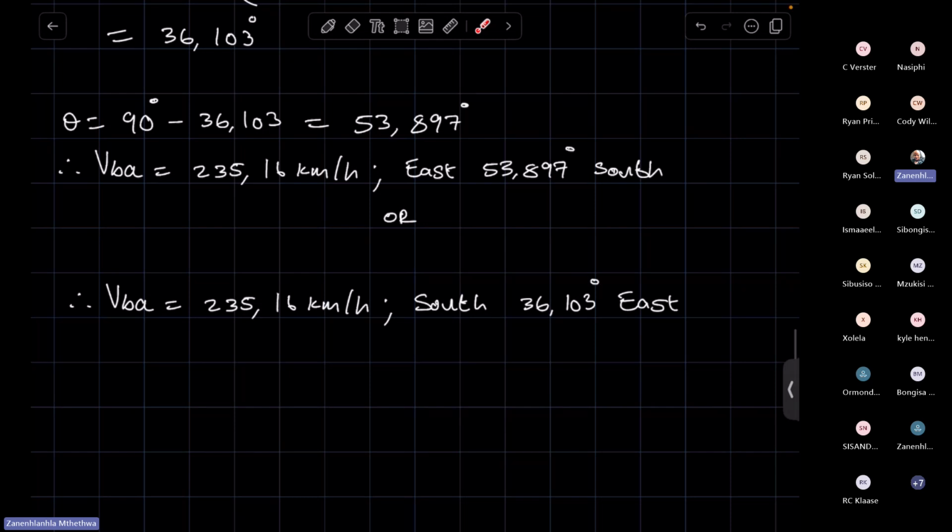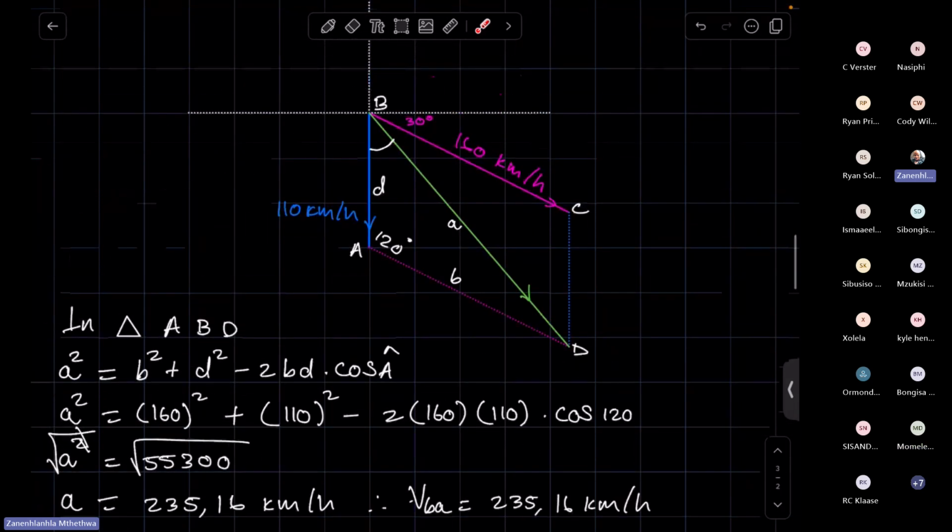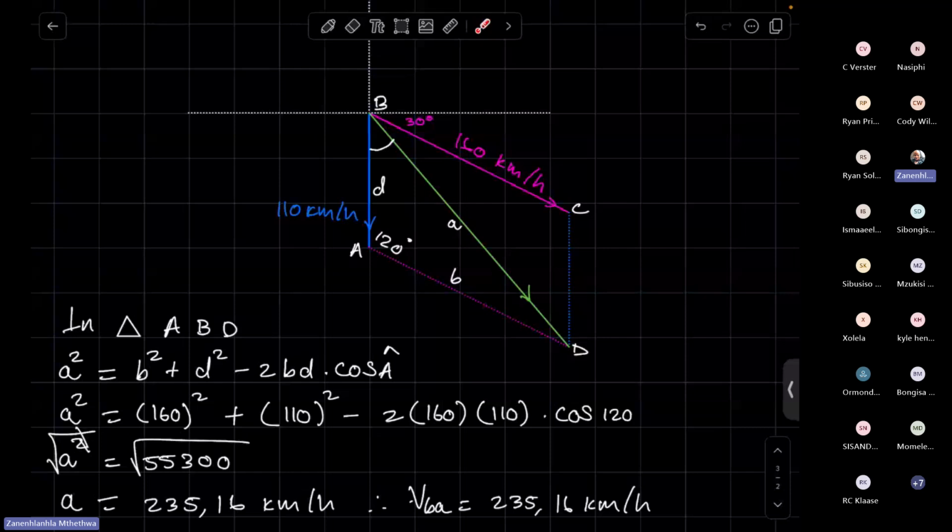Any more questions? Yes, I just want to know how to see that this angle, that 120, is an included angle? How to determine that for this equation? So an included angle, for the cosine rule, is an angle that is between two known vectors. Remember, we determined this 120 degrees.